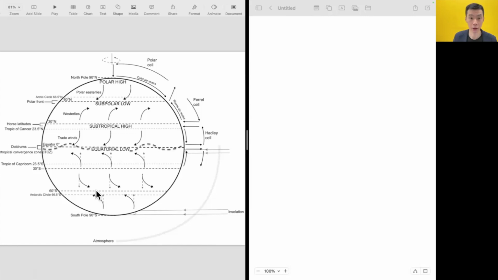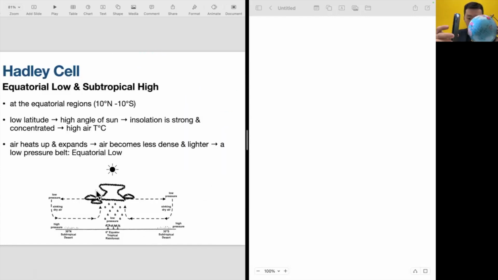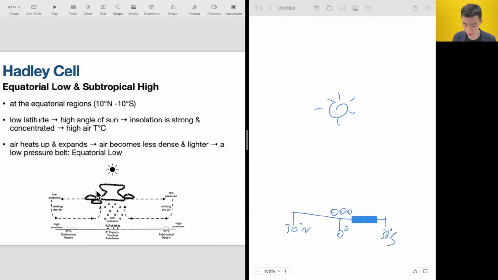We have the Hadley cell, the Ferrel cell, and the polar cell. At low latitude region, the angle of sun is high, so air temperature is high. With the air particles being heated up by the sun, they become hot air and rise, resulting in low pressure. Because of rising air, we have fewer air particles, so low pressure.